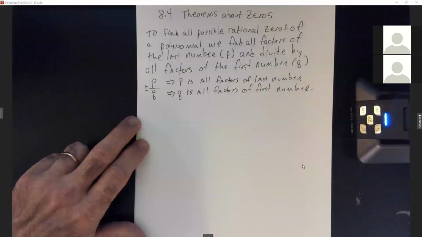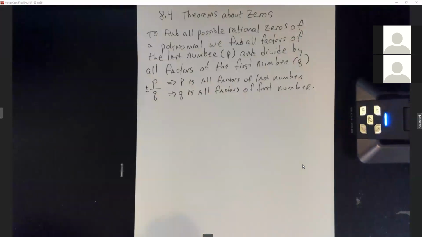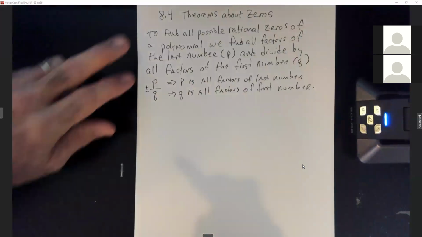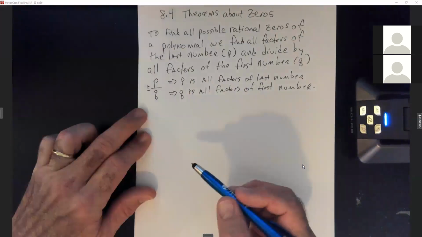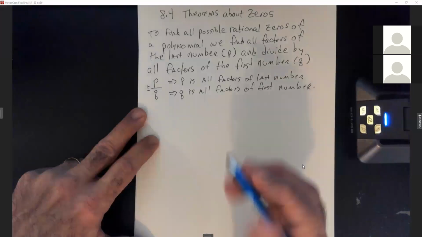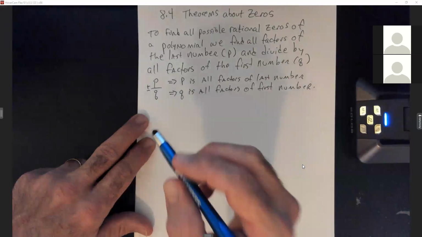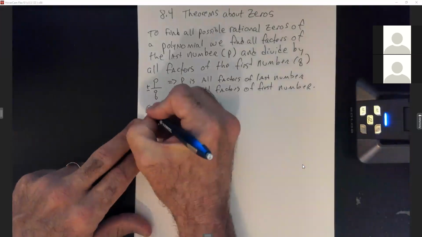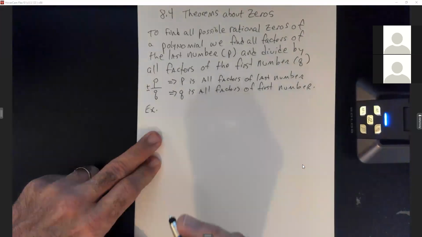So we'll use this in a little bit on the last few problems. They're going to have us find all zeros, and they're not going to give us any of the zeros. So we don't want to have to check every single number out there. So we can use these ratios to find numbers that we want to check. So we're going to do a problem where we find all the rational zeros of a polynomial.